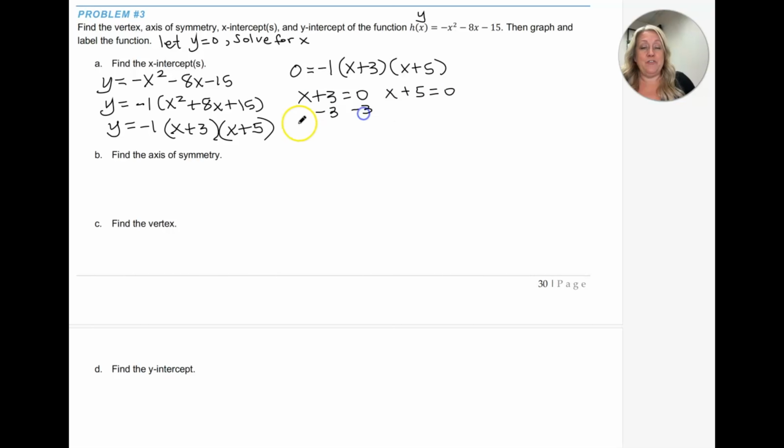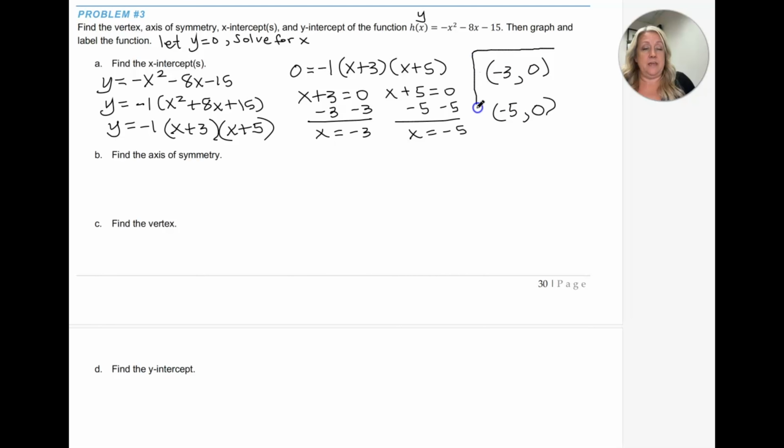Let's subtract the 3 over and get x equals negative 3. Subtract the 5 over and get x equals negative 5. And now make sure you always write these x-intercepts as ordered pairs. So my first one, right, we said we're going to let y equal 0, and then we found x to be negative 3. And then on the other one, same thing, y is 0, and our other x value was negative 5. Right, so I came up with those two values, those two x-intercepts.